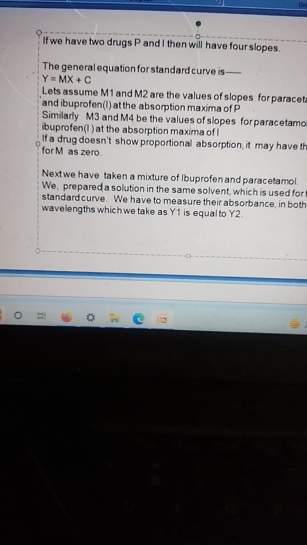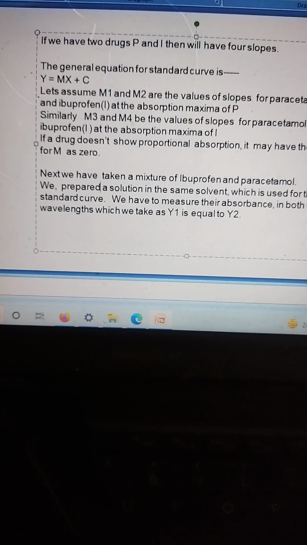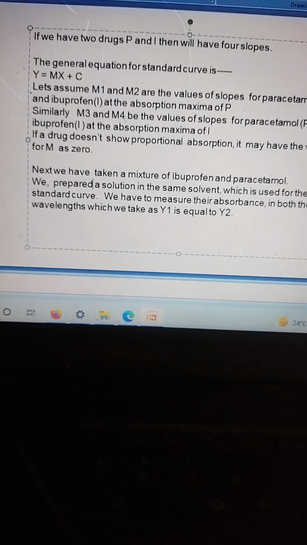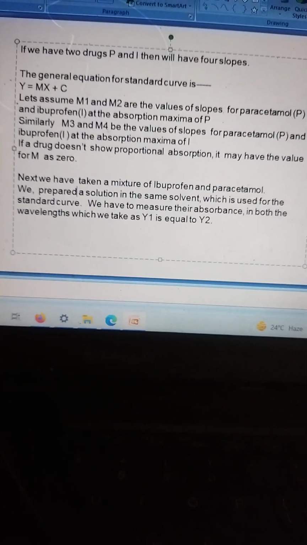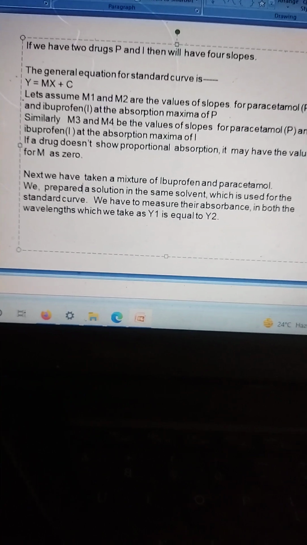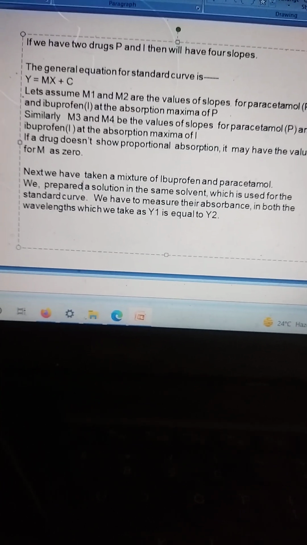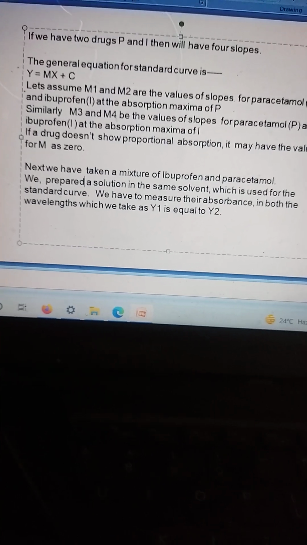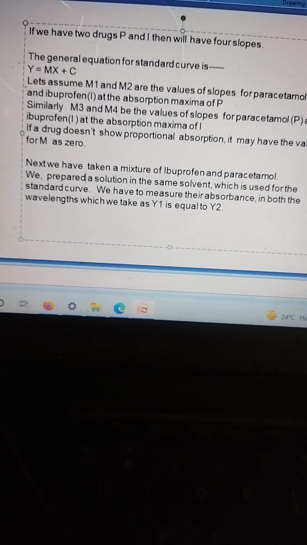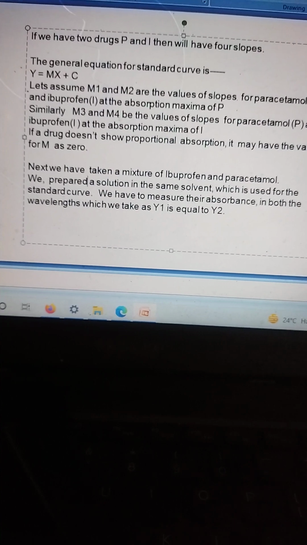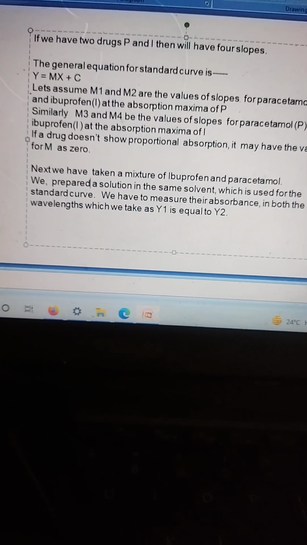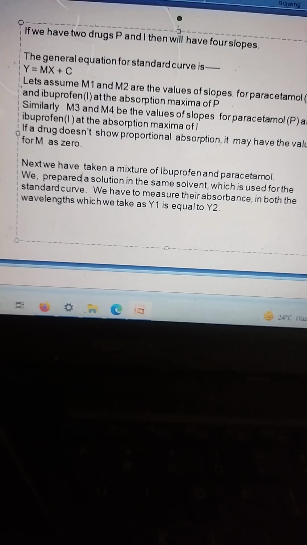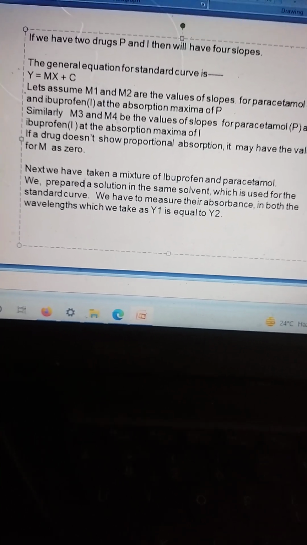Next, we have to take the mixture. The mixture will be prepared in the same way with the same medium, that is the solvent, that we used for the standard curves, and measure the absorbance of the mixture at both the wavelengths, and this is coded as Y1 and Y2.